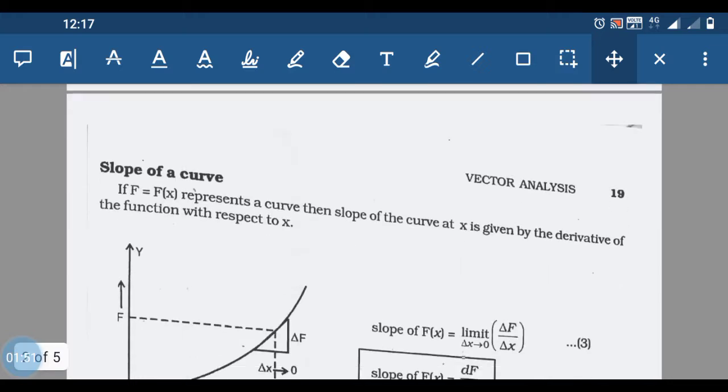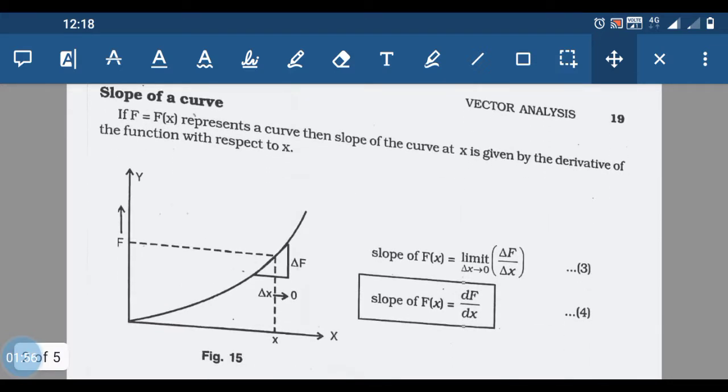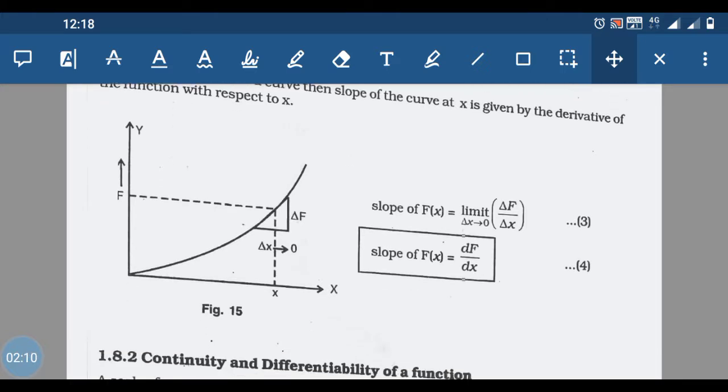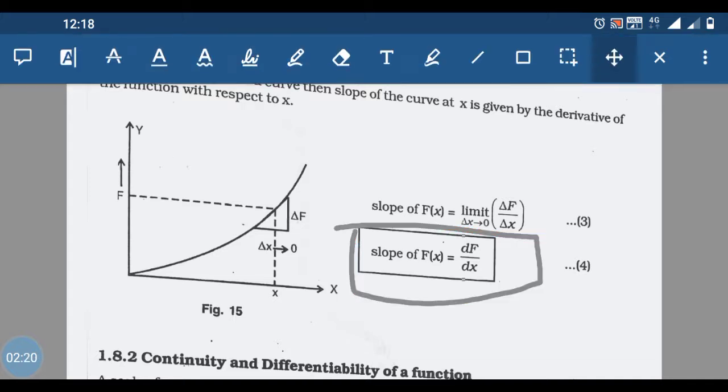Then next we can see the slope of a curve. Suppose the function representing the curve is given as f is equal to f of x, then the slope of that curve will be equal to df by dx. The slope of this curve is equal to df by dx, that you have to note in this case.